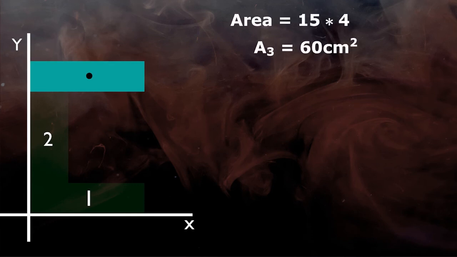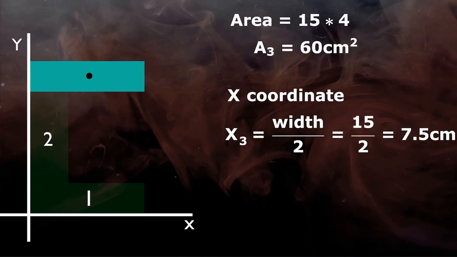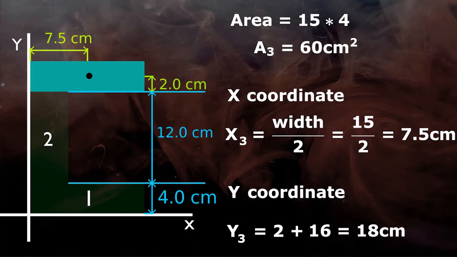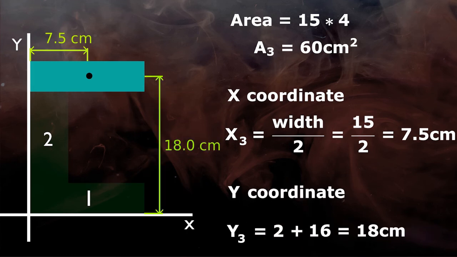Now again the area is the same. Final x coordinate x3 will be the same as x, that is 7.5 centimeter, as the y-axis is touching the plane, and y coordinate y3 will be 2 plus 16 equals 18 centimeter.